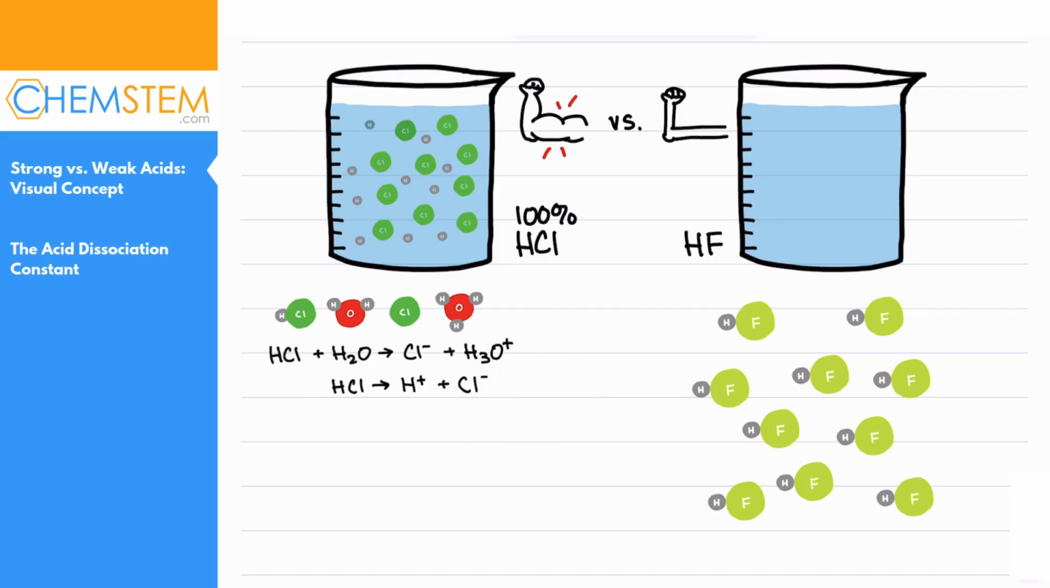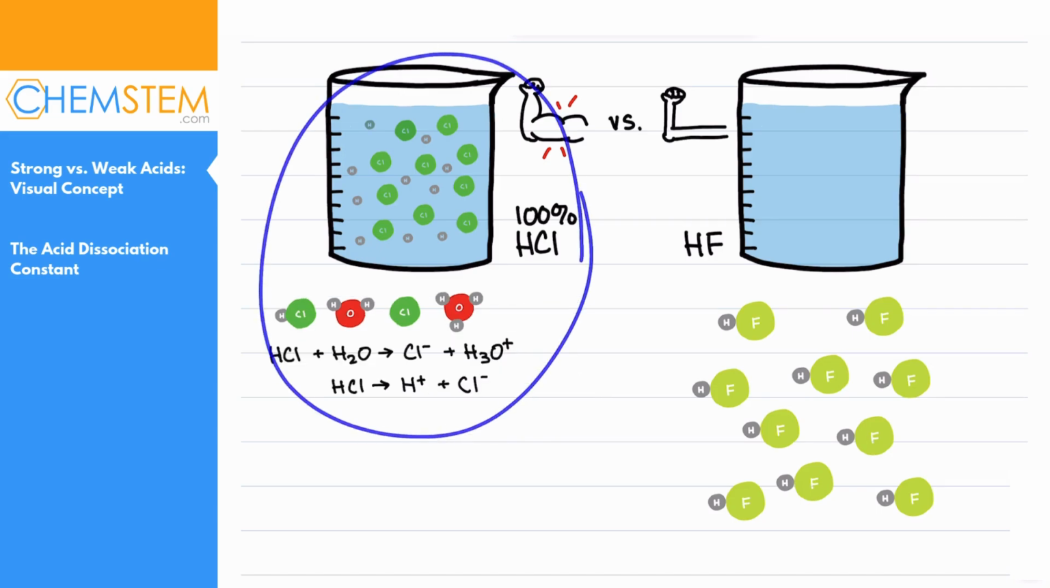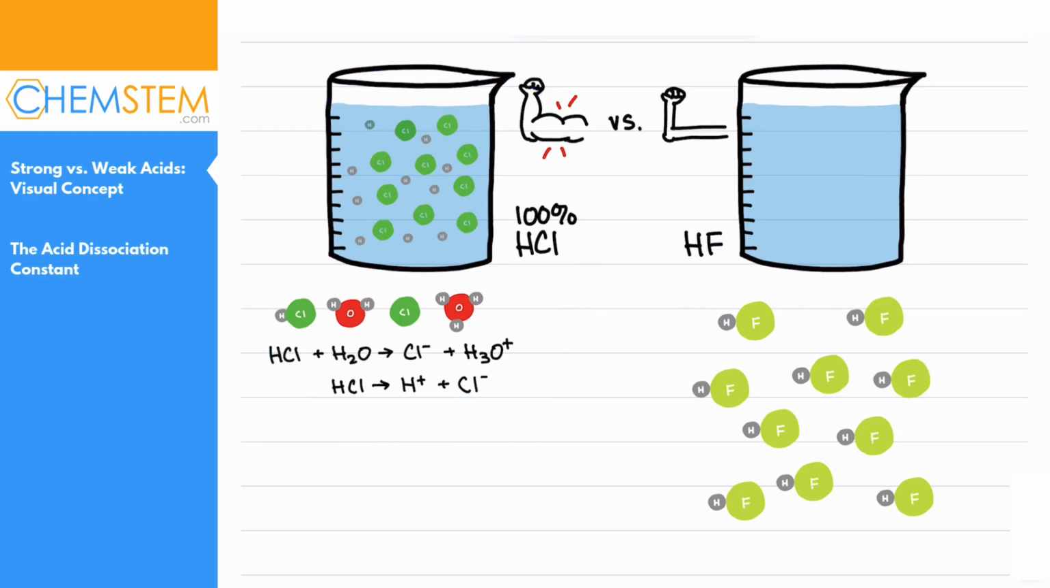Okay, so a strong acid is going to 100% dissociate or break apart, but what about a weak acid? I'm going to be generous here and round up the percent dissociation for hydrofluoric acid, but it's actually not even this high usually. It's about 10%. So we have 10 HF molecules here. What we're going to do is break apart just one of them.